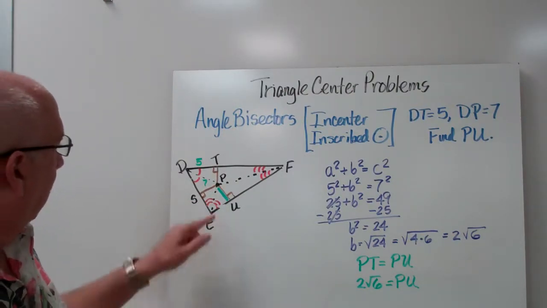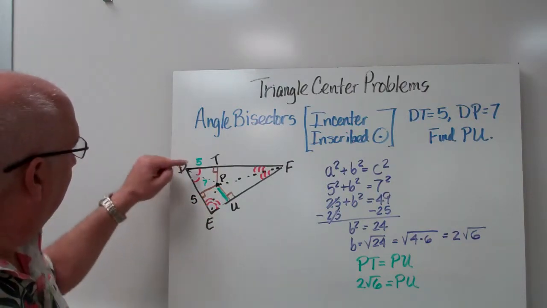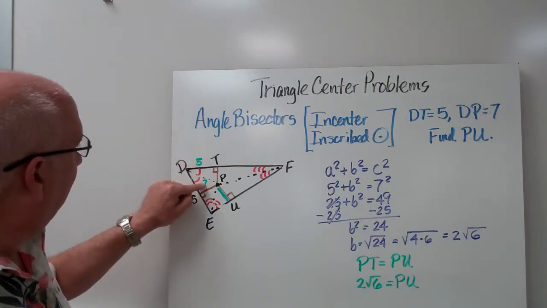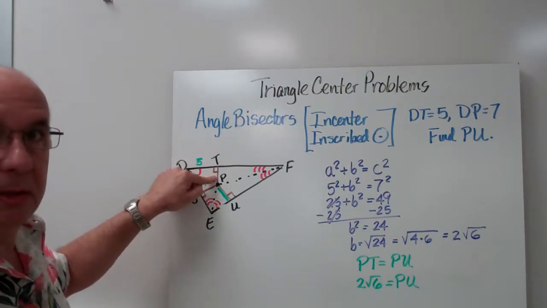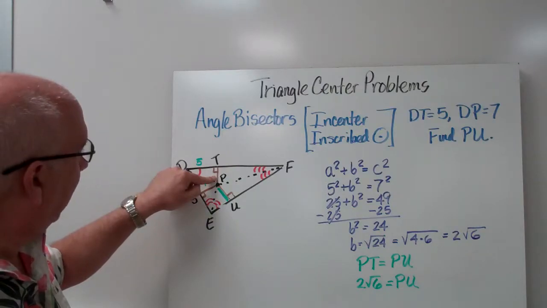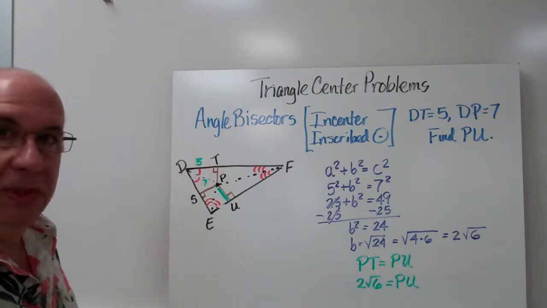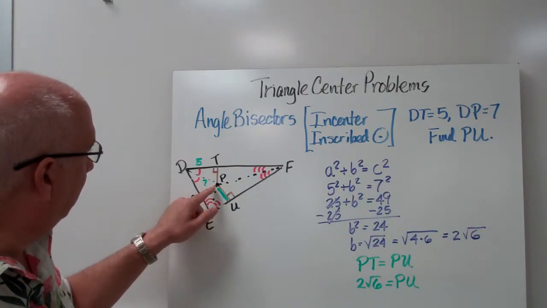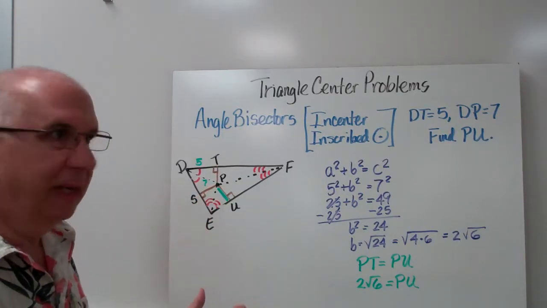So, I'm looking for this segment right here. I know that this is 5 and this is 7. If this is 5 and this is 7, I can find this. I can find PT. Once I find PT, I know that's congruent to PU. So I've got my answer.